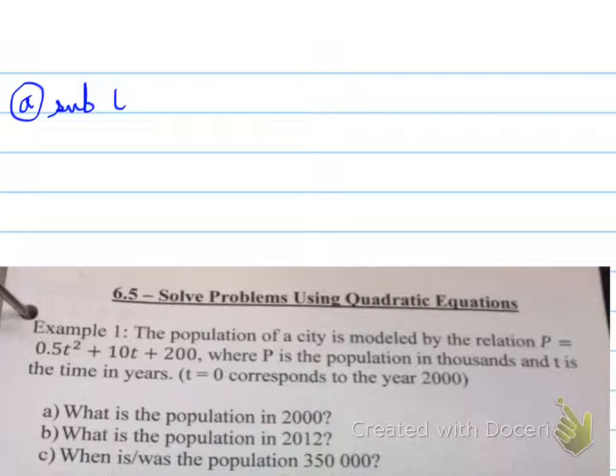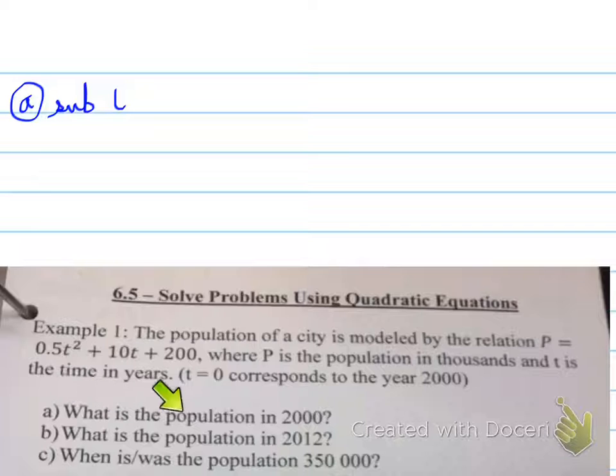Example 1. The population of a city is modeled by the relation p equals 0.5 t squared plus 10t plus 200, where p is the population in thousands and t is the time in years. t equals 0 corresponds to the year 2000. Okay, so t is the time in years from the year 2000. So 0 corresponds to the year 2000. That's what it says here.